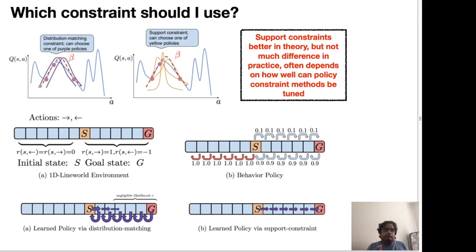There'll be some differences for sure. In that case, support constraints may not quite be that effective. And oftentimes what people have found is that it usually depends upon how these general class of policy constraint methods can be tuned. So the performance is very sensitive to hyperparameter tuning, and that is one of the primary issues that makes the distinction between support constraint and distribution constraint methods in practice somewhat go away.